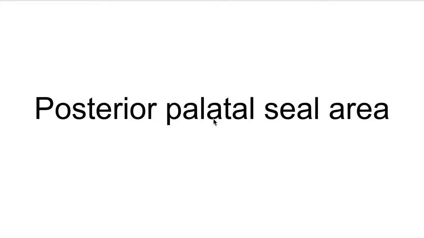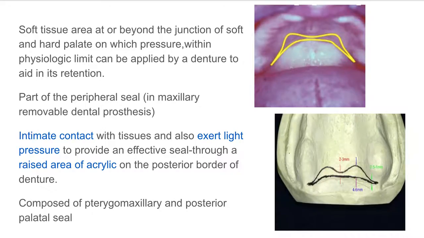Posterior palatal seal area. Now, the posterior palatal seal area is basically that anatomical landmark which forms the posterior border of a maxillary removable dental prosthesis. According to the definition, it's a soft tissue area at or beyond the junction of the soft palate and the hard palate, on which pressure within the physiological limit can be applied by a denture to aid in its retention. This forms the posterior border or the peripheral seal of the dental prosthesis.